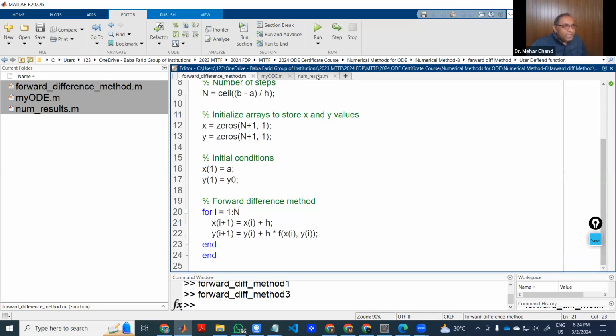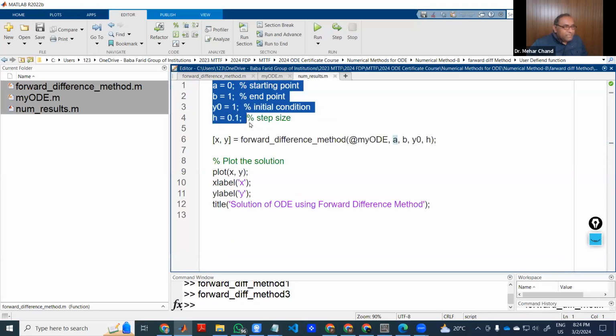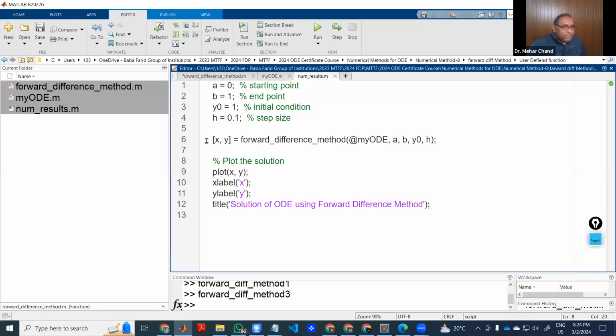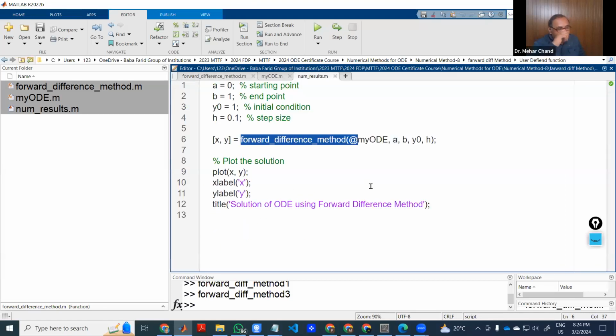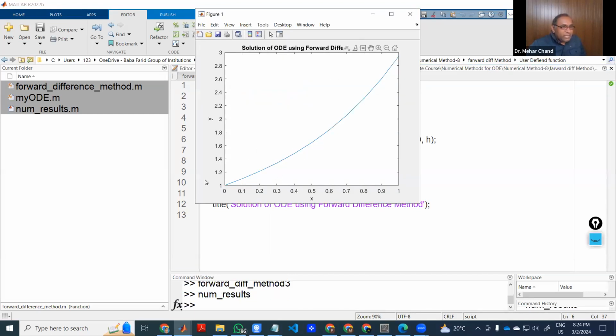Here are the numerical results. These are the values for the parameters a, b, y naught, h. Then we get the numerical values corresponding to x and y both, and then we plot the graph. At this place we call the function which we created for the forward difference method, and the files are stored at this place. All these files which I prepared for you will be uploaded and shared with you. Yes, you can see the graphs are the same.